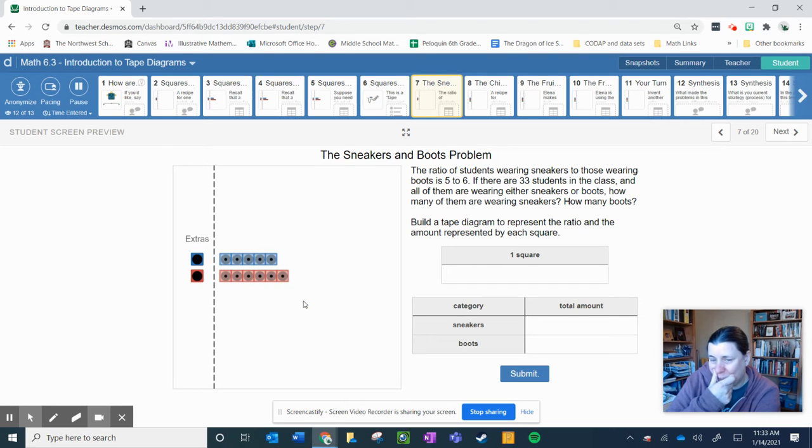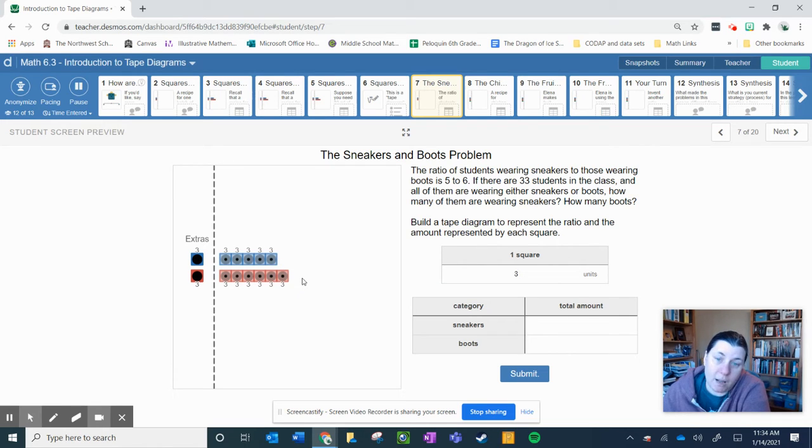Okay. So I have built my tape diagram. Now, this shows the ratio of 5 to 6. All of these together are 33 students in the class. So these 11 squares represent 33 students. If 11 squares represent 33 students, each square has to represent 3 students, because this right here now shows 33 students. So because each square is 3, there are 11 squares. 3 times 11 is 33.